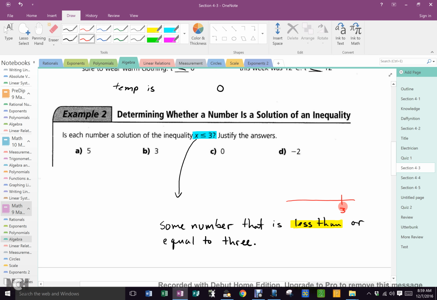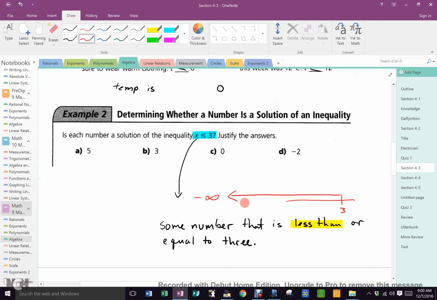Where are all the numbers that are less than 3? Where do they live on the number line, Ethan? Left or right? Number line only goes in two directions. Left. So any number that's down here will be one of the right answers, yes? How far does the number line go to the left? Negative infinity. So how many answers are there for x is less than or equal to 3? Infinite answers.